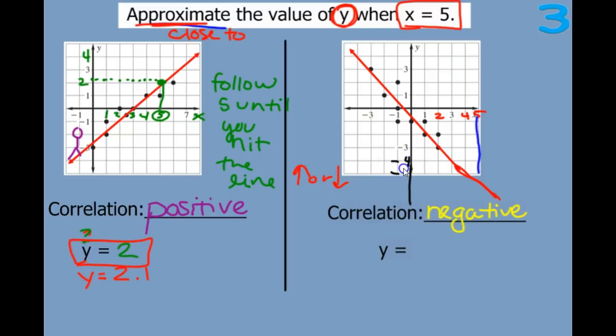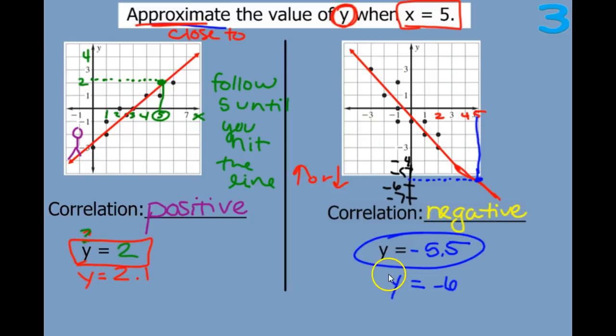This is -4, -5, -6, -7. So at x equals 5, when I hit my line, I hit right about here. I'm between -5 and -6. So I might be at like -5.5. It might be at -6. You might be closer to -6. It all depends on how you draw your line there. So there is more than one answer. That is okay. You're approximating. You're getting as close to the right answer as you can.